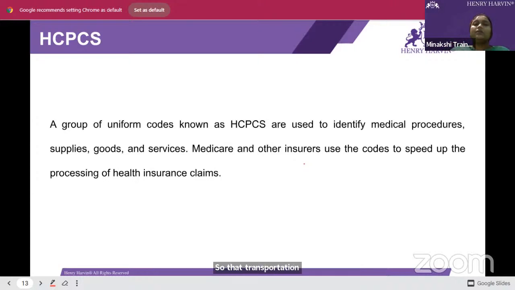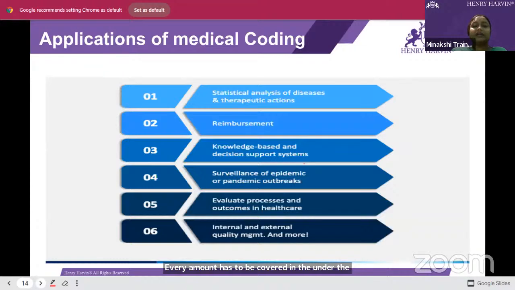Okay, so in medical coding, everything has to be covered, every amount has to be covered under the insurance. So that is our main concept. I hope these three types of coding have been clear to everyone: ICD, CPT, and HCPCS.